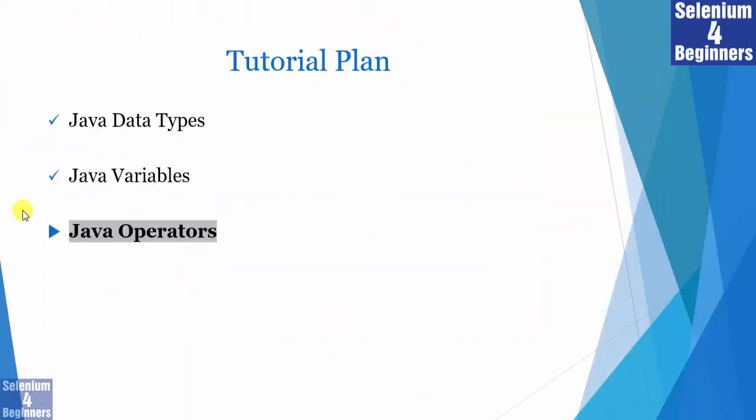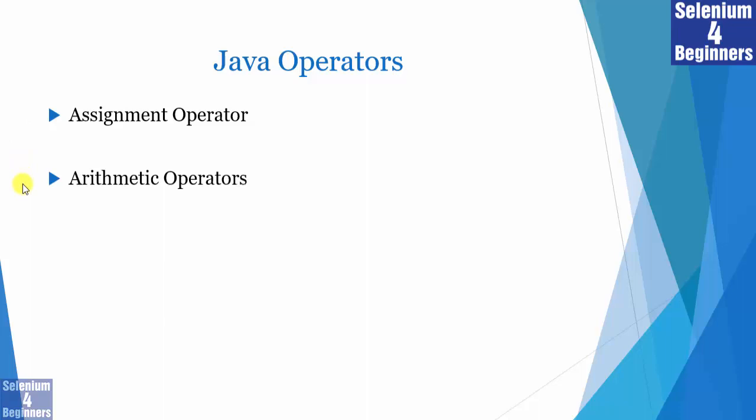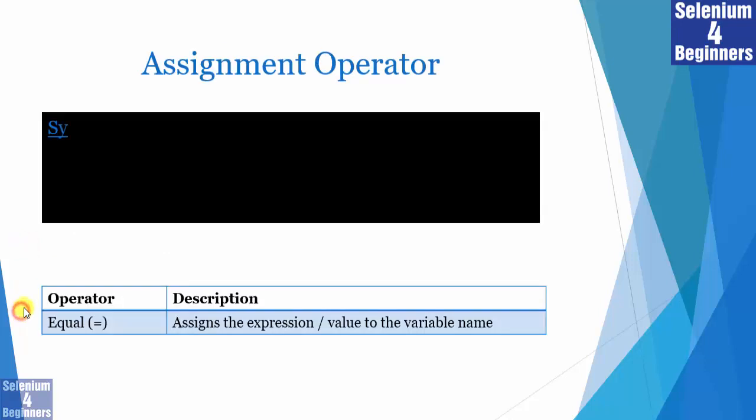Next is Java operators. There are several types of Java operators, but in this video, I will cover 4 operators. First is the assignment operator. Second are the arithmetic operators. Third are the relational operators. Fourth are the logical operators.